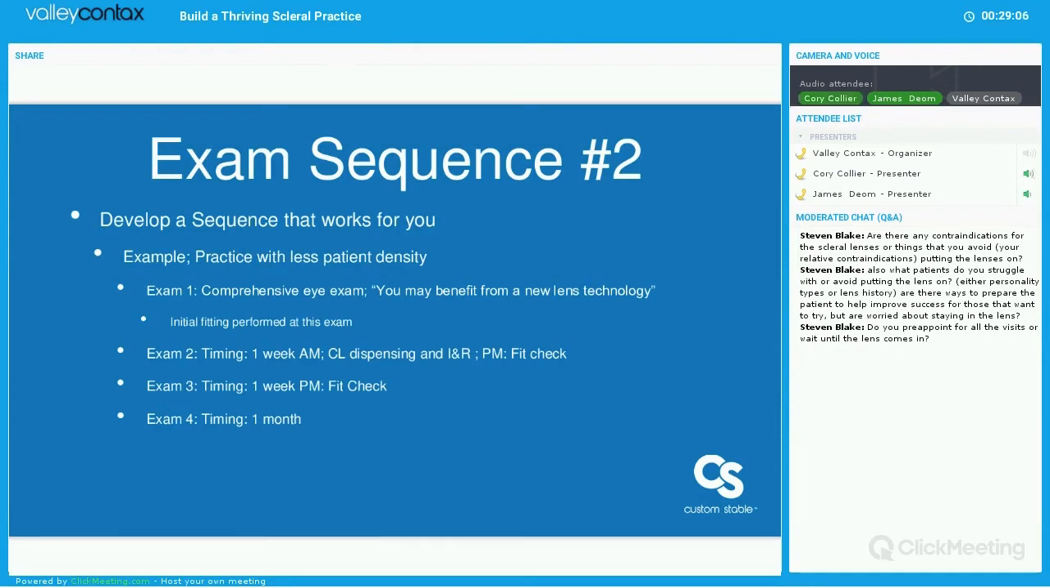I'll let them know they're responsible for the cost of the fit. Their insurance may or may not cover it, but at that point, they've already had the opportunity to feel the lens on their eye, see how they see out of it, and they've bought into it. They believe in it. They want to go through it.